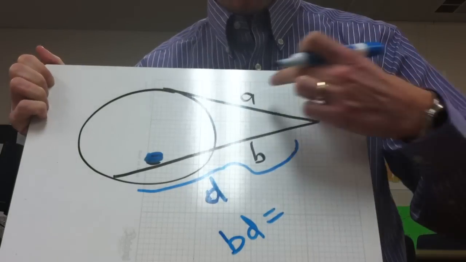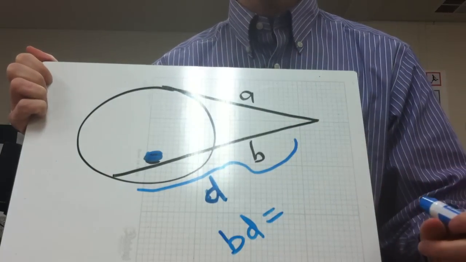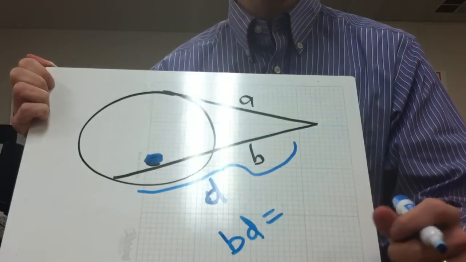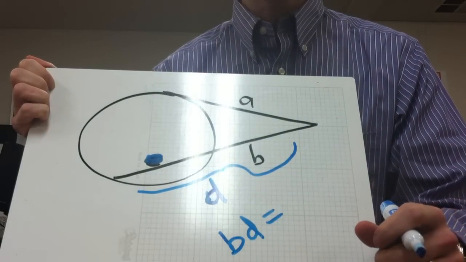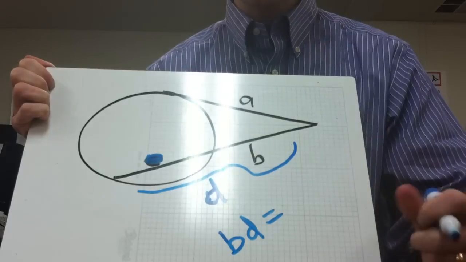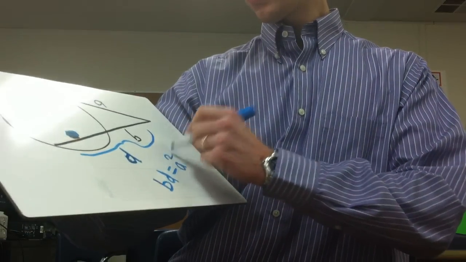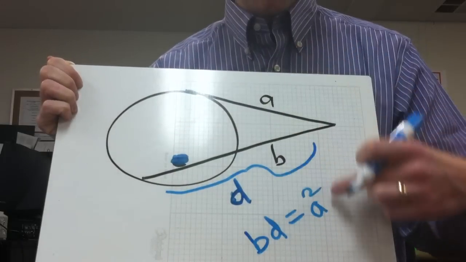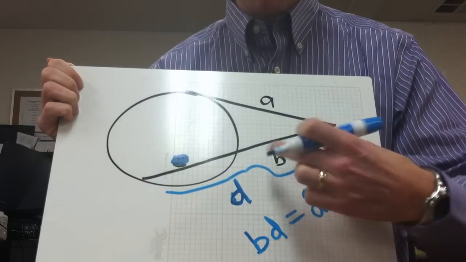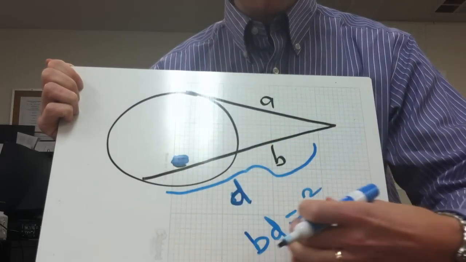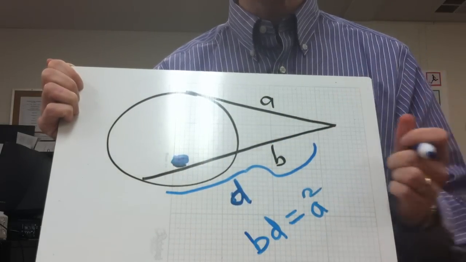equals. Over here you've got A is the outside, but the whole thing is A as well. So if you think about outside times the whole segment, that would be A times A, or A squared. So when you have a secant and a tangent, you square the tangent. So outside times the whole thing, B times D equals A squared.